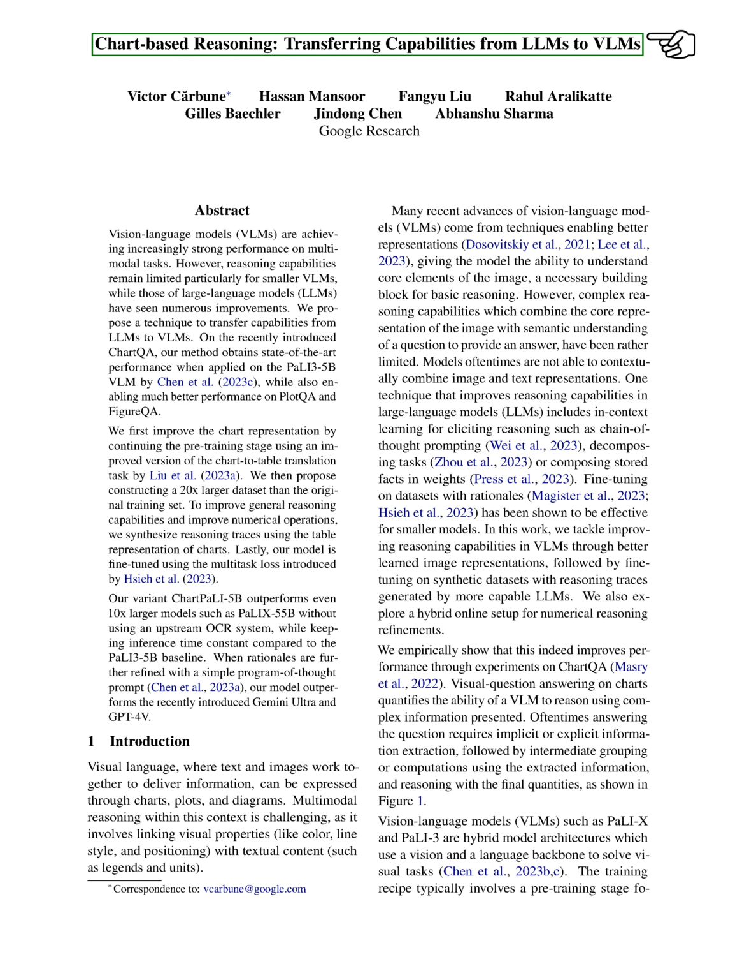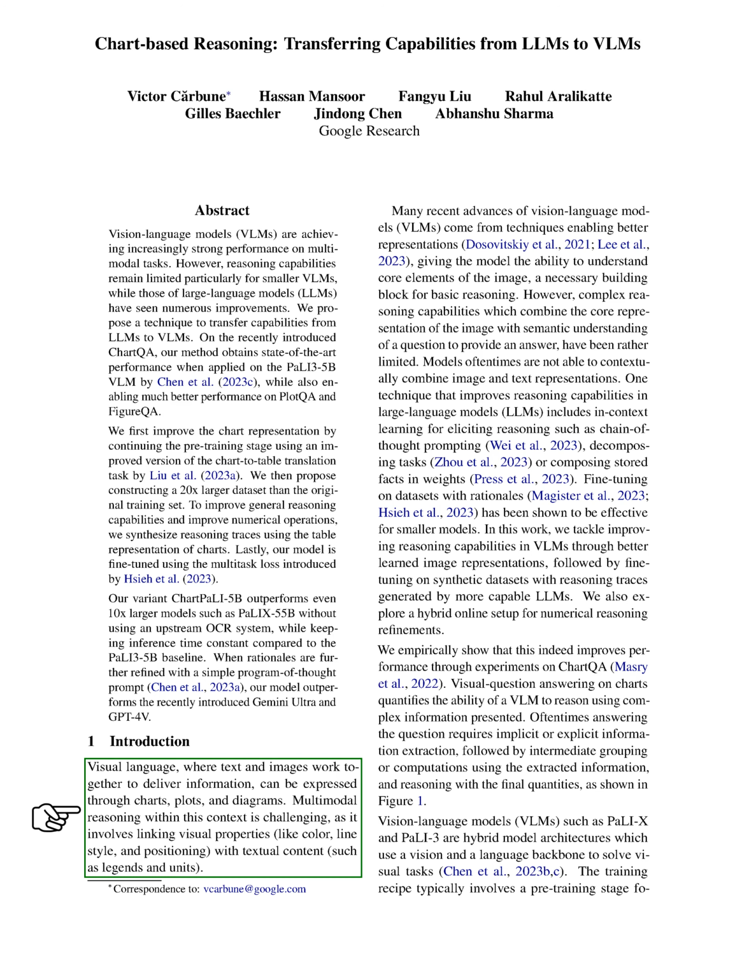Section: Introduction. In this section, we discuss how visual language, which combines text and images to convey information through charts, plots, and diagrams, poses challenges for multimodal reasoning. Connecting visual cues like color and positioning with textual elements such as legends and units is complex. While recent advancements in vision language models, VLMs, have enhanced the model's ability to grasp fundamental image components, the capability to perform intricate reasoning tasks by integrating image representation with textual understanding remains limited.